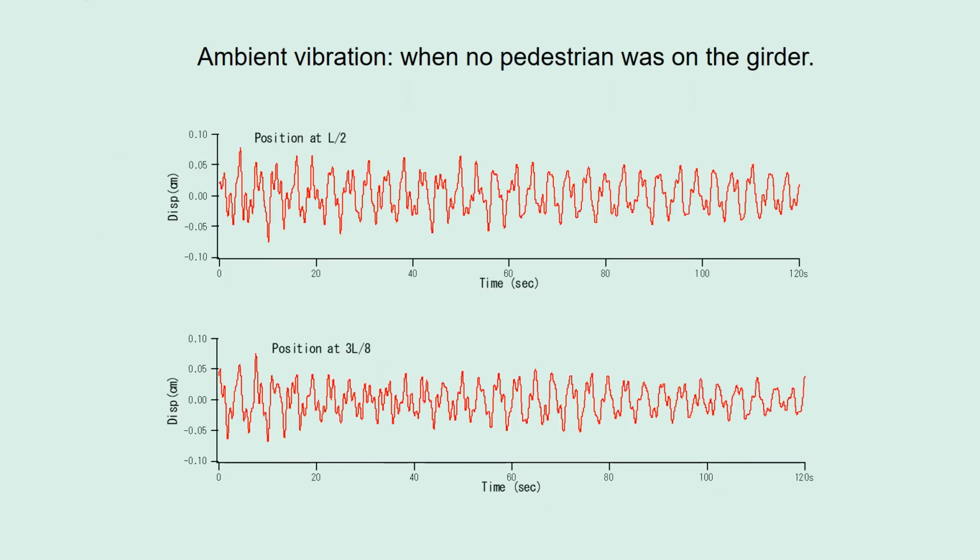The bridge is open at 8 a.m. These are the lateral girder displacements at two positions just before 8 a.m. There was nobody on the bridge, so this is the ambient vibration, which was very small. You cannot understand by only these data.